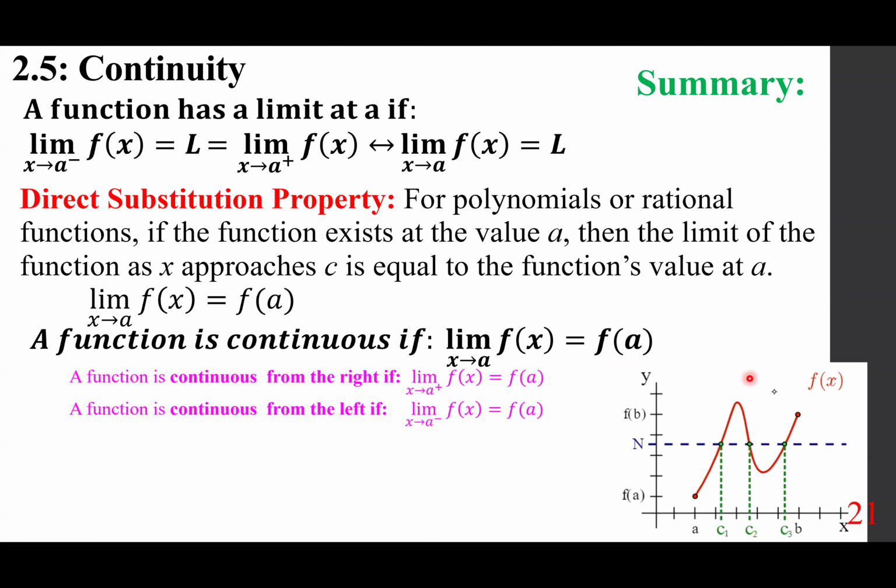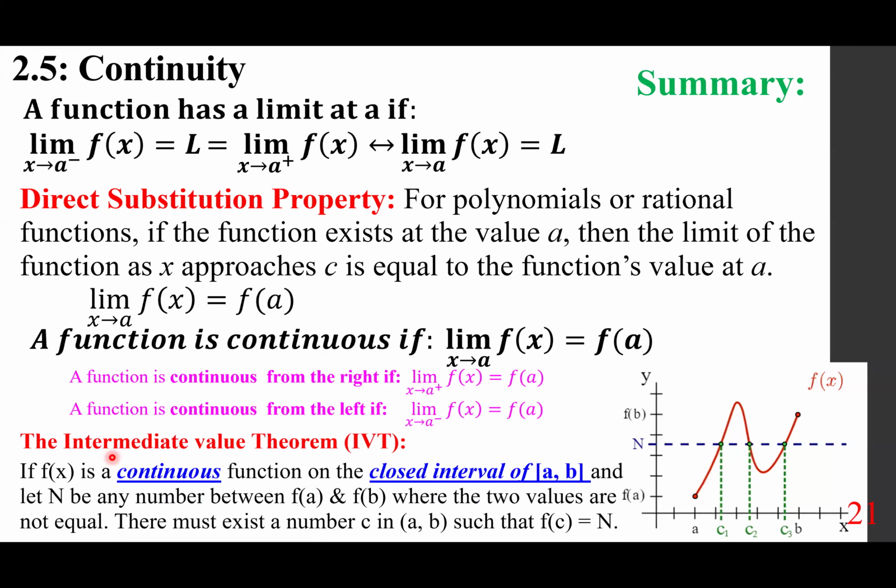And now, if you look at this one, it gives rise to what we are calling the intermediate value theorem, IVT, for short. If f of x is a continuous function, there's no break, there's no hole, on the closed interval of a to b, so we go from a to b, and the function is continuous. And let n be any number between f of a and f of b.